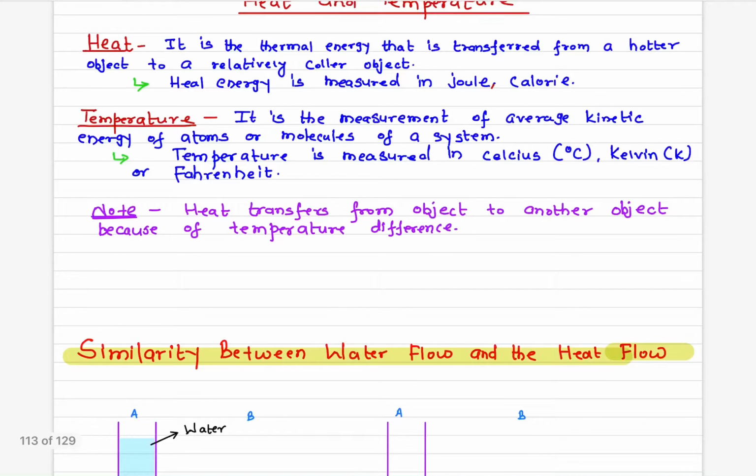Heat transfers from one object to another object only because of the difference in the temperature. Okay, if there is no temperature difference, then the heat will not be transferred. Heat transfers only when there is a difference in the temperature. It is the heat that transfers, and as a result there is a change in the temperature.